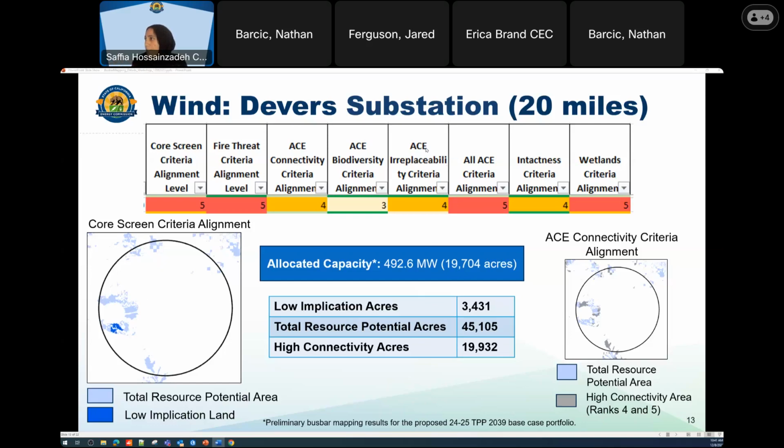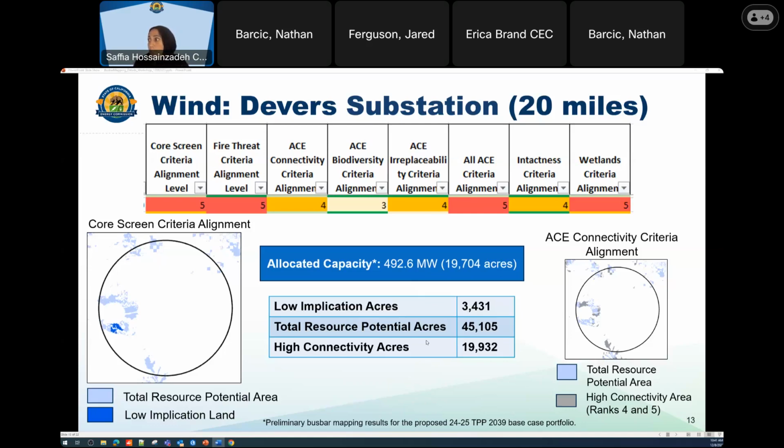And then if we look at the connectivity criteria alignment level, the high connectivity area is about 20,000 acres, and that leaves about 25,000 for low connectivity area. And so the allocated megawatts of about 20,000 acres would take up about 80% of the low connectivity areas.